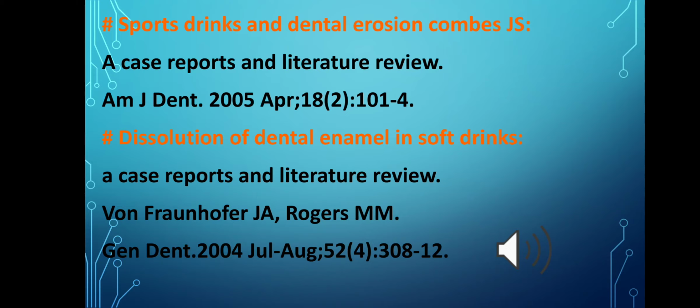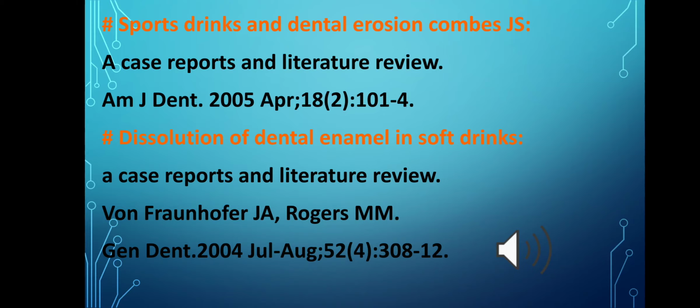Another article about soft drinks is "Sports drinks and dental erosion." The abstract: to discuss the composition and rationale for use of sports drinks, along with recent studies investigating the relationship between sports drinks and dental erosion. A review of the literature of sports drinks and dental erosion was done. For most athletes and individuals engaged in physical activity, the use of sports drinks does not provide a benefit over water.